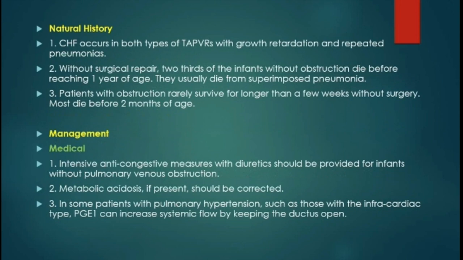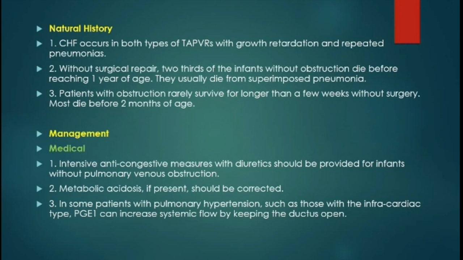So what is the fate of these patients without surgical intervention? Congestive heart failure will develop in all types of total anomalous pulmonary venous return with growth retardation and repeated chest infections. Without surgical intervention, 2/3 of patients without obstruction will die before the age of 1 year, usually of superimposed pneumonia. Patients with obstruction rarely survive more than few weeks without surgery, mostly die before 2 months of age.